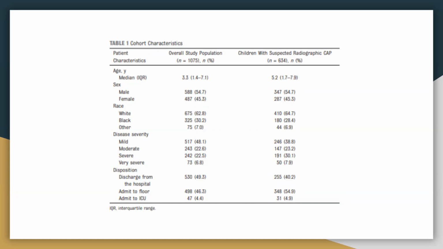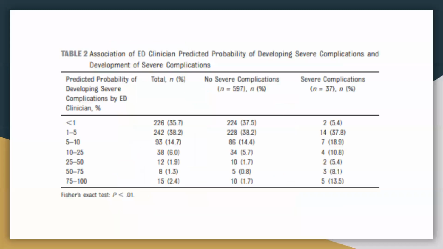And then they were also asked to categorize whether or not the patient was going to become mildly, moderately, severely, or very severely ill. Oh gosh, where did it go? Okay, so here are the different categories that the emergency department clinicians were asked to categorize the kids in. From what you see, most of them thought that the kids were going to be just fine.